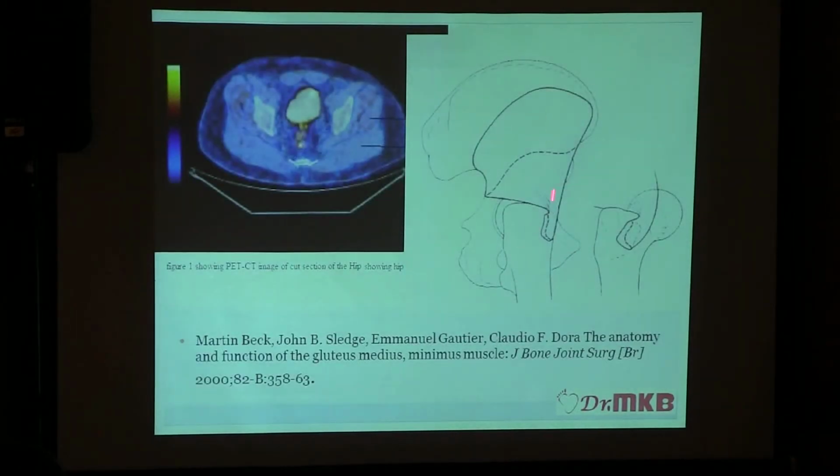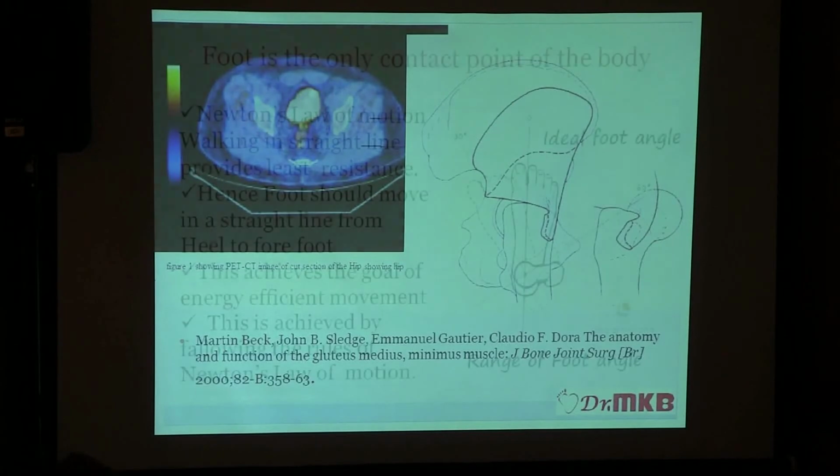See here, you can see this is medius and minimus. It pulls the muscles very systematically. See how much activity there is. This is a PET CT analysis. This has been recently released.